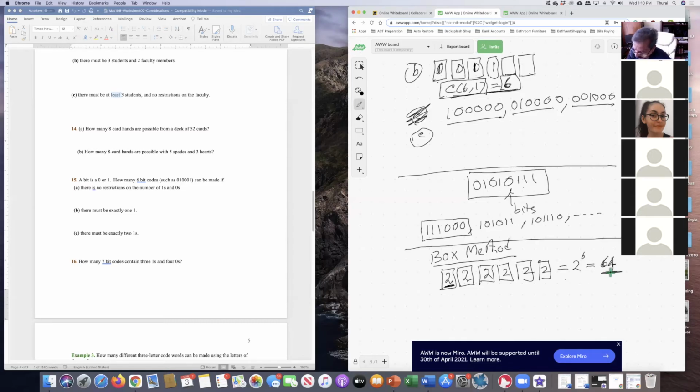Okay, the 64 is the total number of codes that we have, allowing any number of 1s and any number of 0s. That's how we got that 64. Okay, I get it now. So for part C, we're only limited to having 2 1s, whereas before we were allowed unlimited. Anybody has an answer for that, part C?